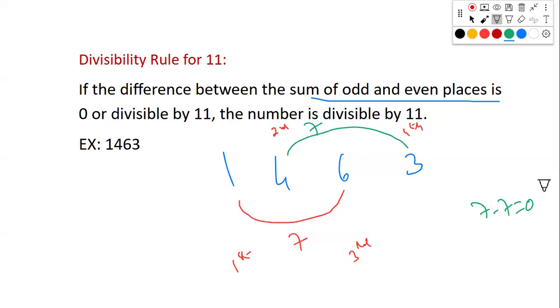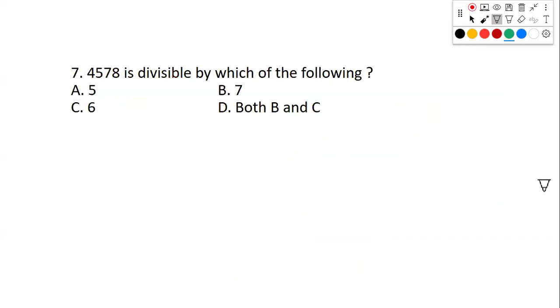Alternate numbers also you can think. Sum of alternate numbers and take the difference. So try this one. 4578 is divisible by which of the following?